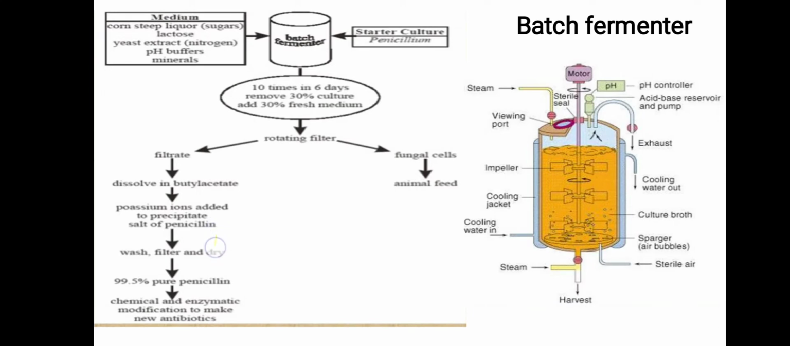Later on, potassium ions are also added so that the potassium salt of penicillin will get precipitated. Then this salt is washed, filtered, and dried to get 99.5% pure penicillin, and later on it can be used as such, or if any modification or different types of penicillins, that is derived penicillins, are required, it is processed or modified in the subsequent steps.